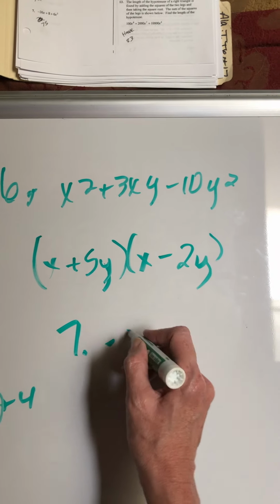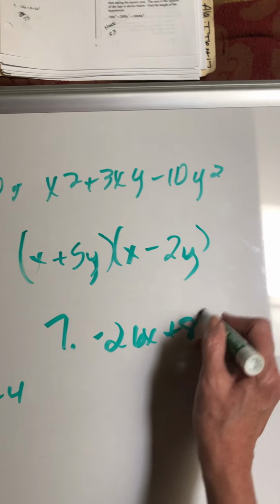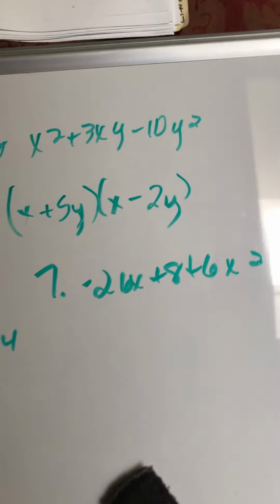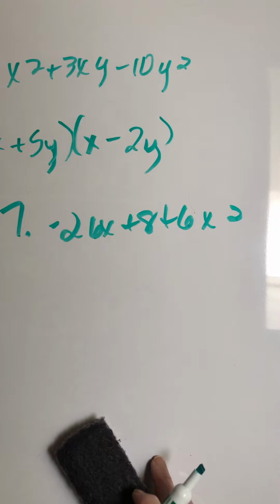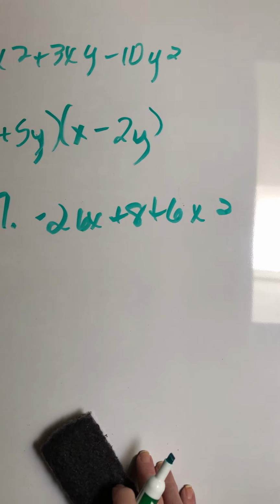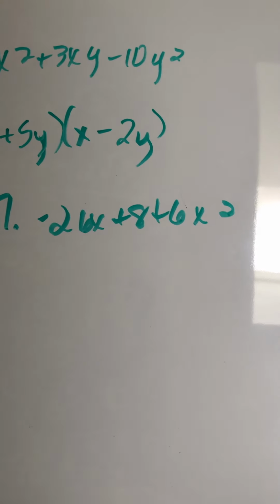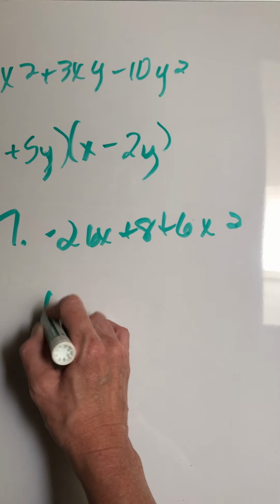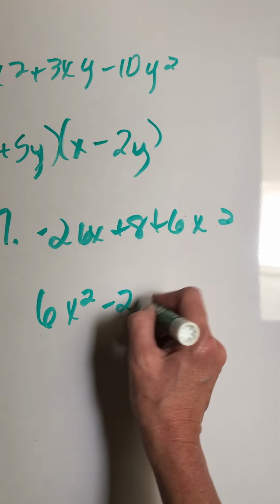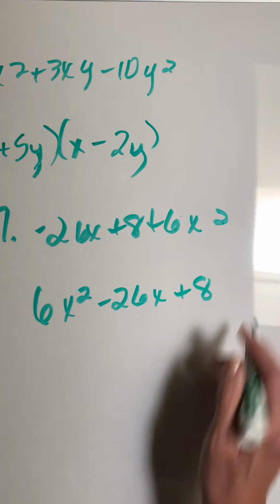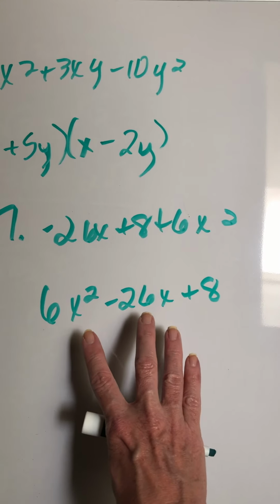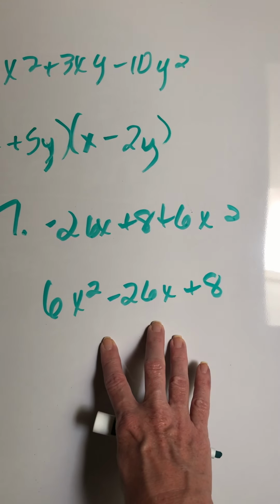Then on number 7, another factoring one. This one is actually out of order because our x squared isn't first. It's negative 26x plus 8 plus 6x squared. So we've got to put it in the correct order first. So 6x squared minus 26x plus 8. So that's the way it should be written.